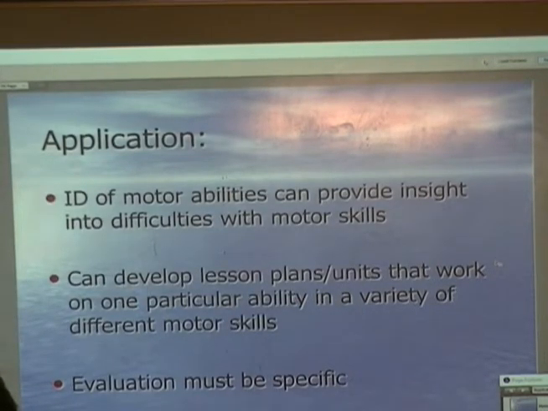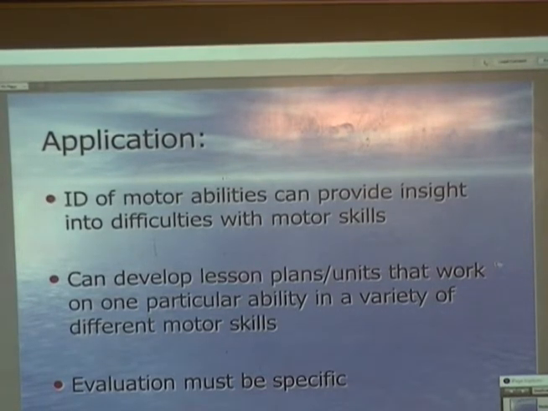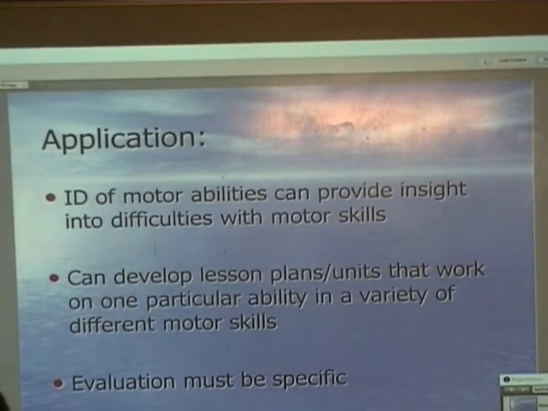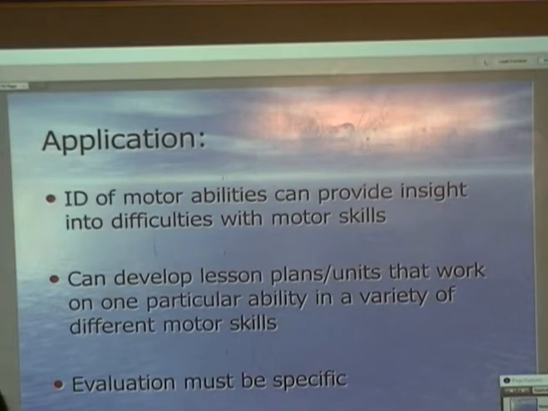It's a little bit like the task analysis idea. What were the constraints that played a role in being successful? What are the things I can do to train that constraint? So it's a similar idea. It means we have to be very specific in our evaluation. So the assessments that we use have to be very specific to what it is I'm trying to find out.